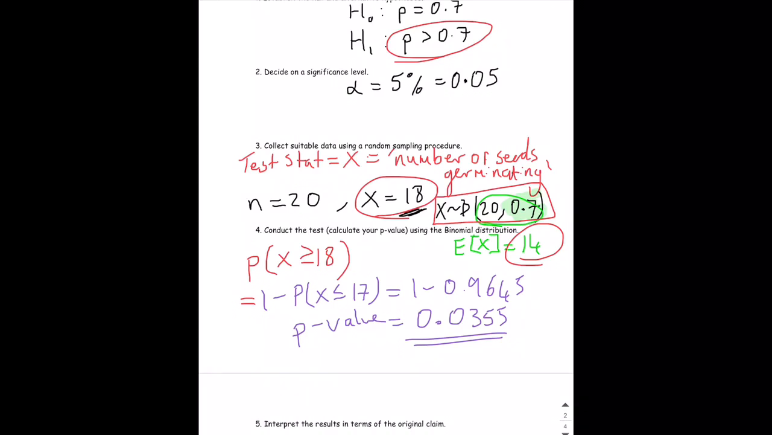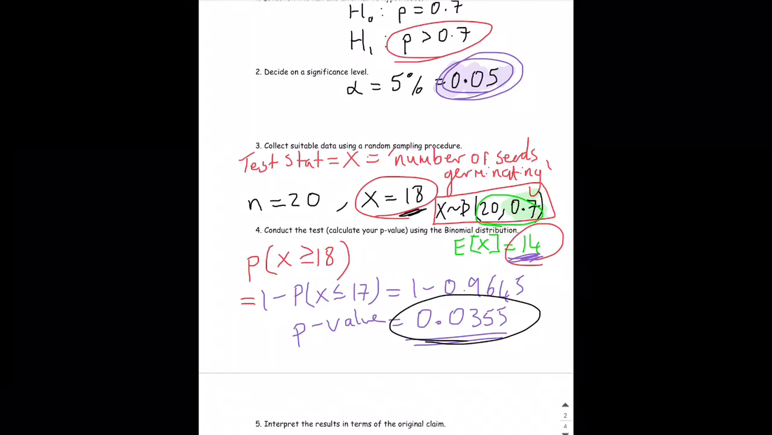I mean, if 18 seeds out of 20 germinate, and if I want to say, oh yeah, that's super compost because that's a lot more than 14. Well, if 19 seeds or 20 seeds, well, that just means it's even better. So I always include the more extreme bits. So the probability of 18 or more seeds germinating was 0.0355, which is quite small. It's smaller than my cutoff point, which is the significance level there. Therefore, I have decided that this is highly unlikely.